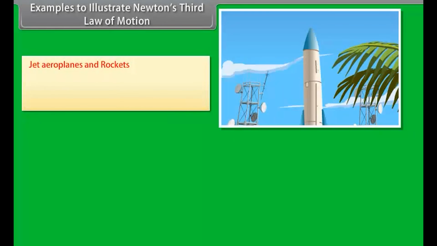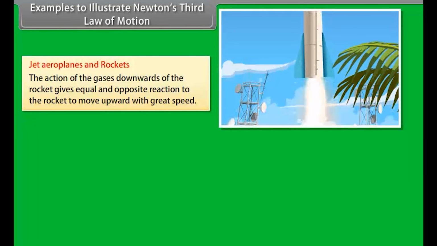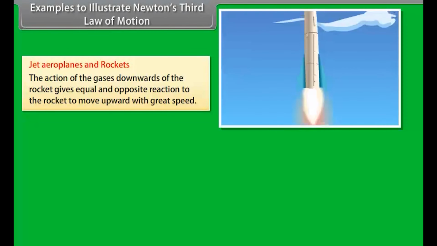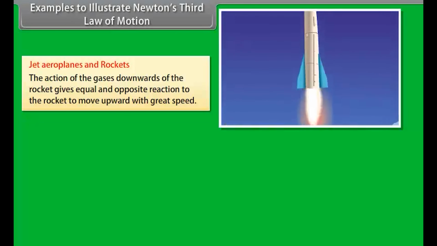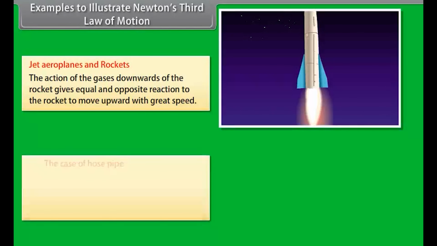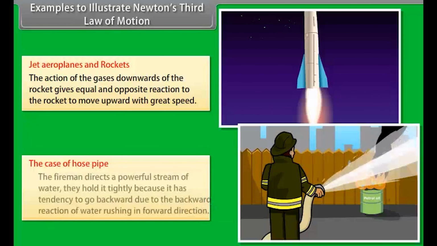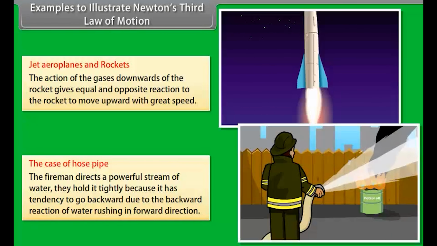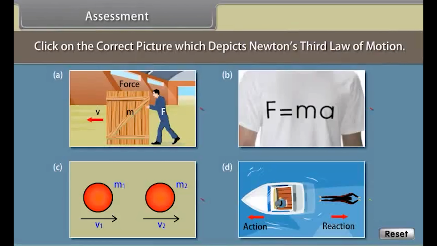Jet aeroplanes and rockets. The action of the gases downwards from the rocket gives an equal and opposite reaction to the rocket, making it move upward with great speed. The case of the hose pipe. The fireman directs a powerful stream of water. They hold it tightly because it has a tendency to go backward due to the backward reaction of water rushing in the forward direction.